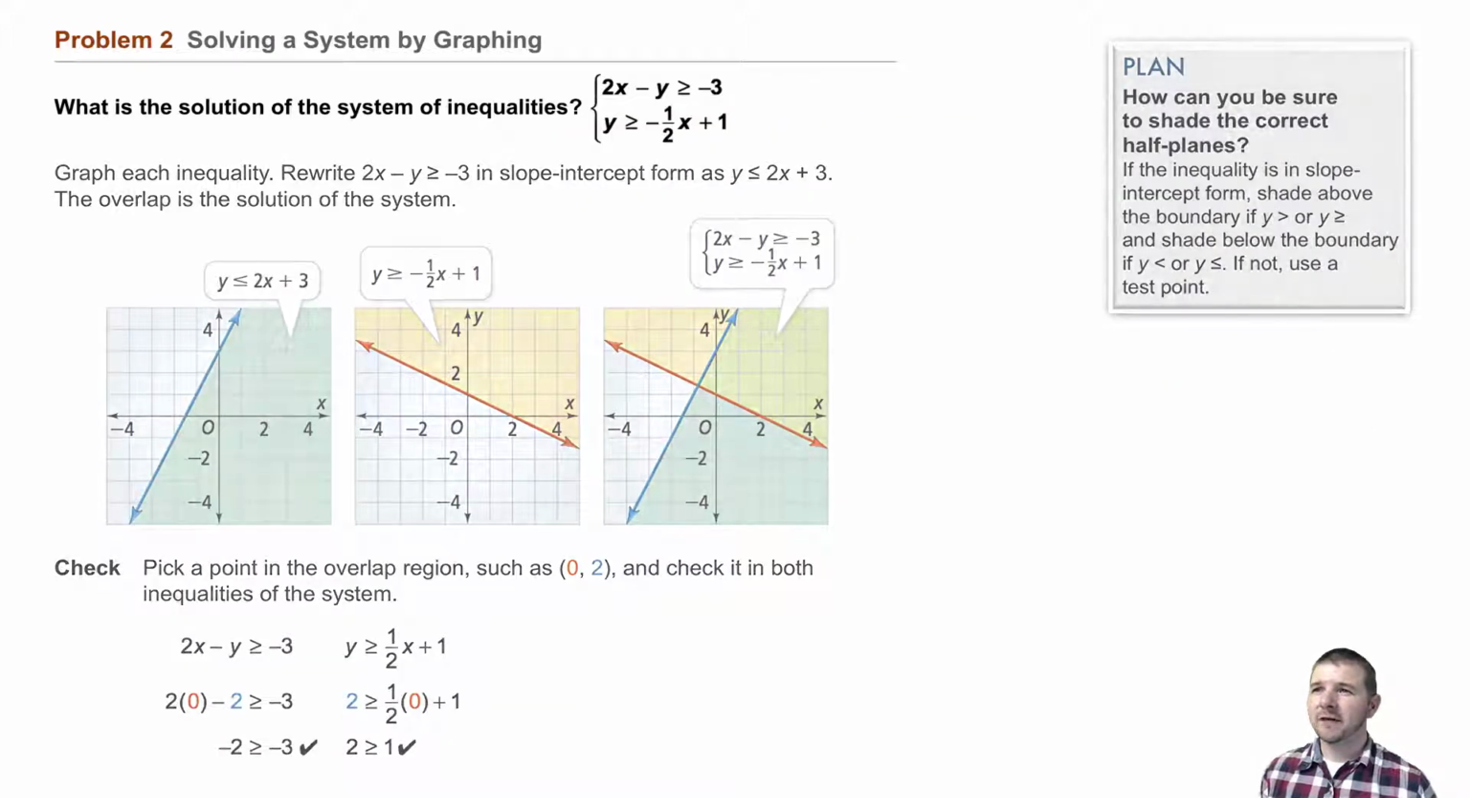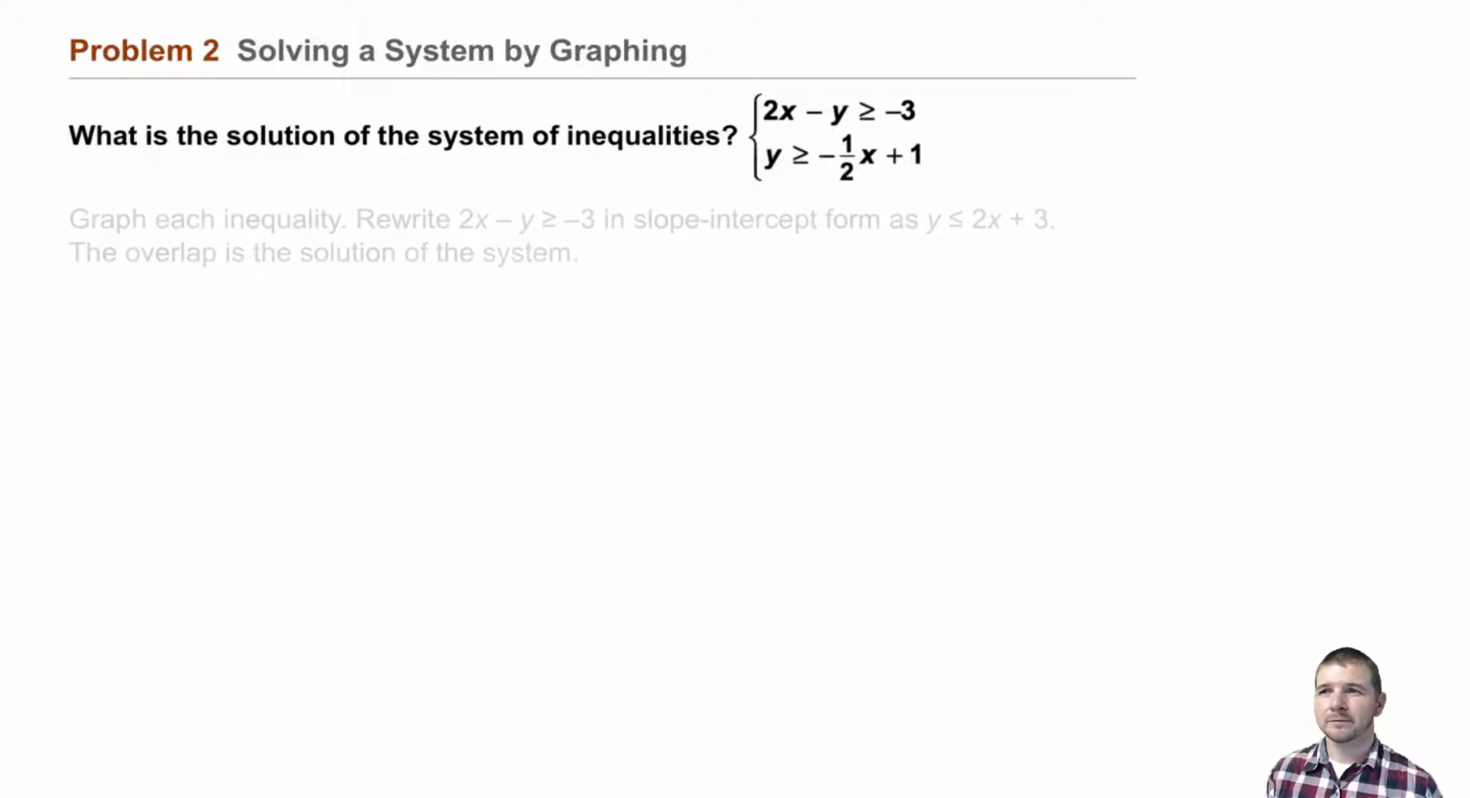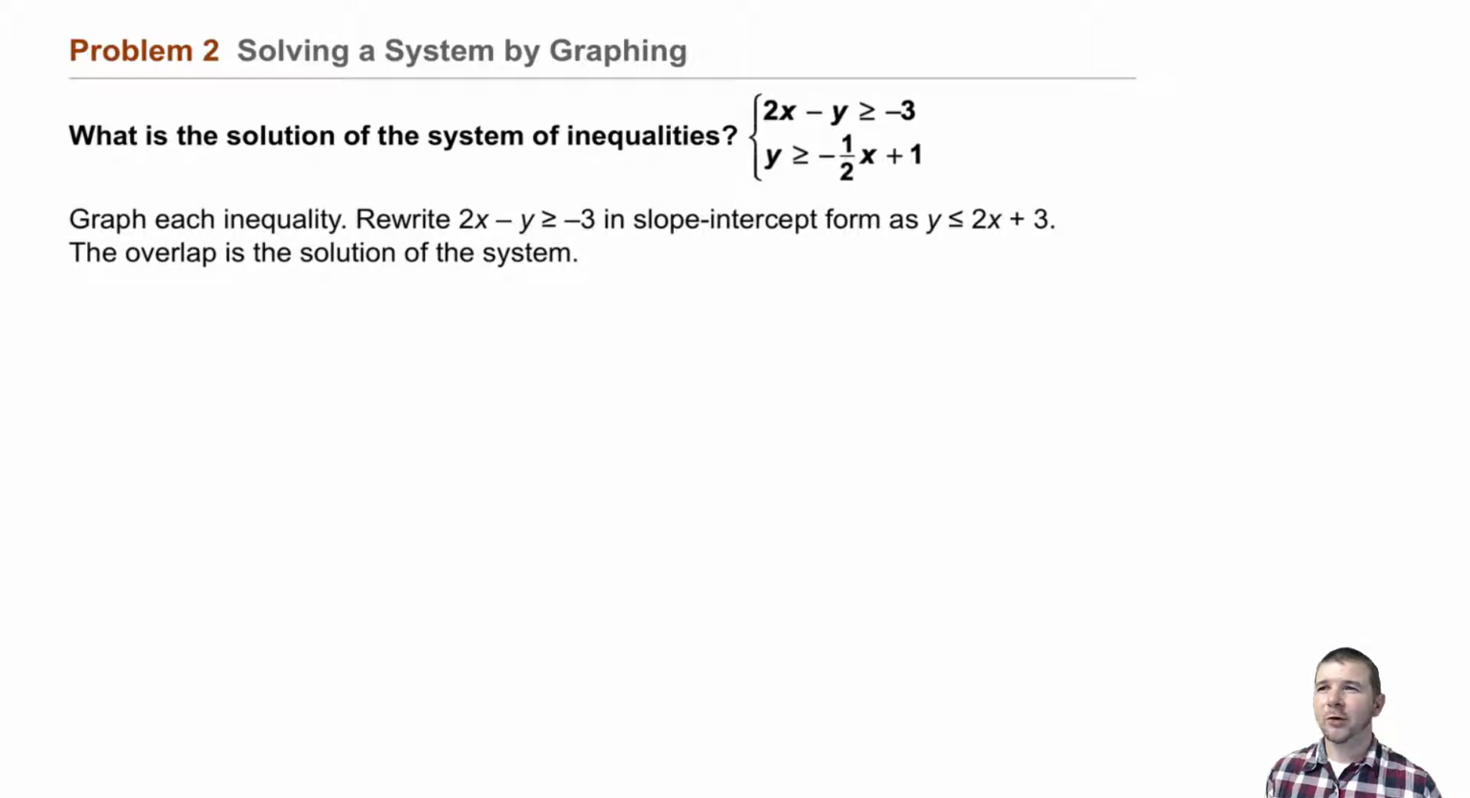Problem 2. Solving a system by graphing. What is the solution of the system of inequalities? 2x minus y is greater than or equal to -3, and y is greater than or equal to -1/2 x plus 1. First, graph each inequality.